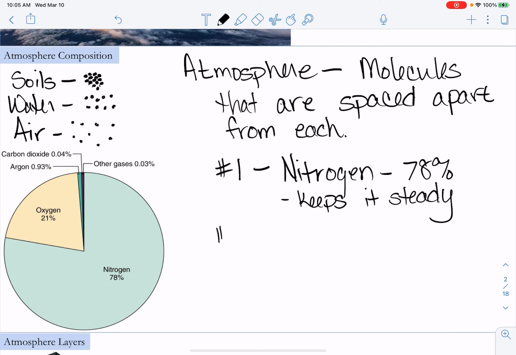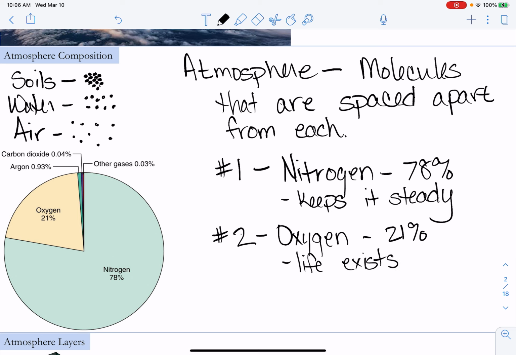And then our number two component, the reason why we have life on this planet, is our oxygen. And this is at 21% or about 20% oxygen. And so this is why life exists, because we need oxygen in order to breathe. So thank you, oxygen, for allowing us to breathe.